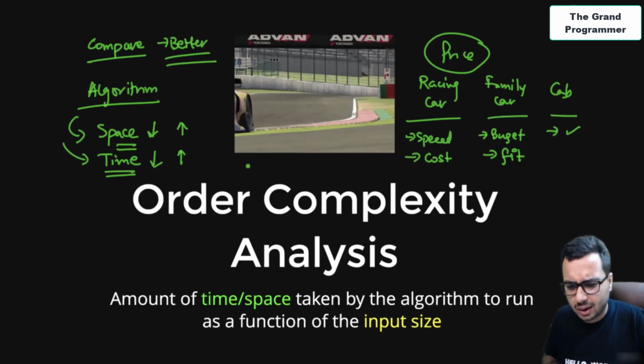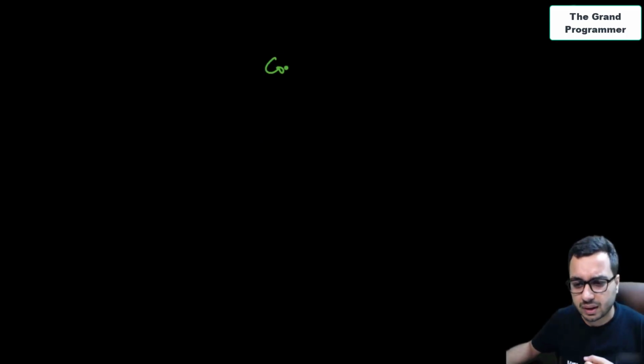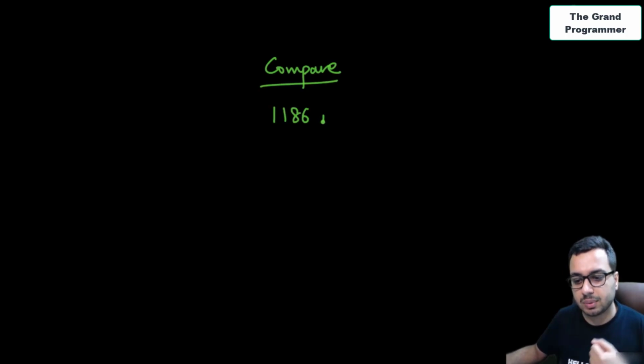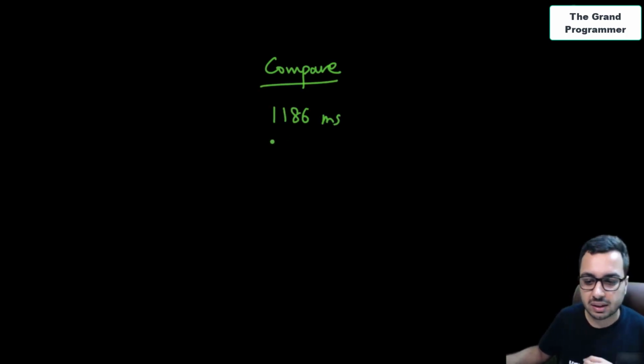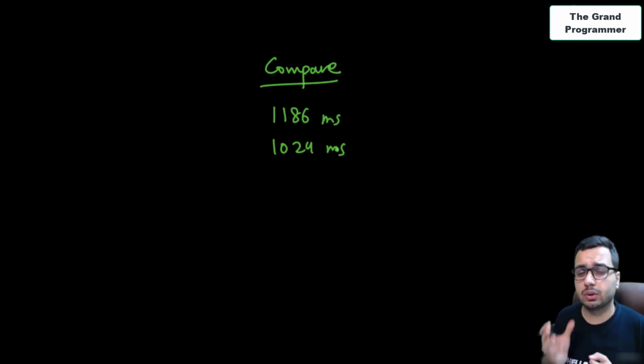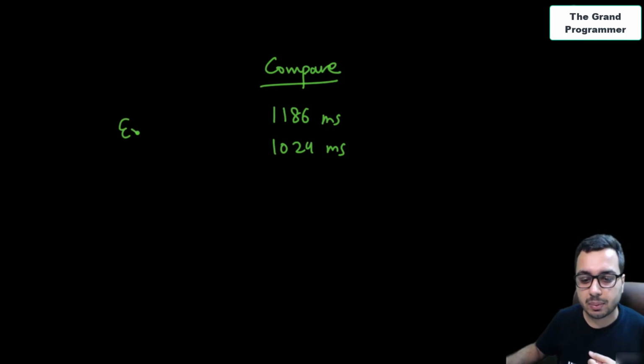Now you may ask, how do we compare these algorithms? In what sense are we going to do the comparison? Will it be absolute time? For example, if I do a sorting, one algorithm takes 1186 milliseconds, let's say, and another takes 1024 milliseconds. Are we going to note the actual time? If we note the actual time, it is known as experimental analysis.